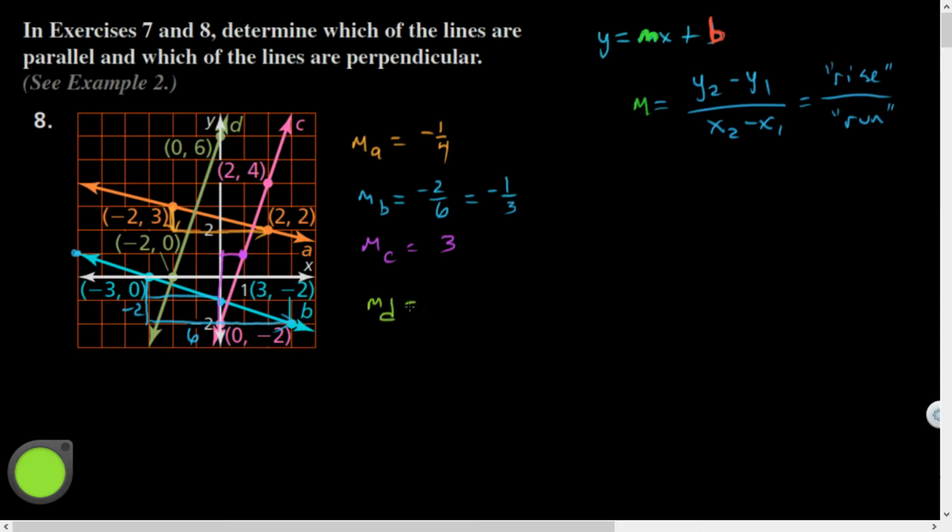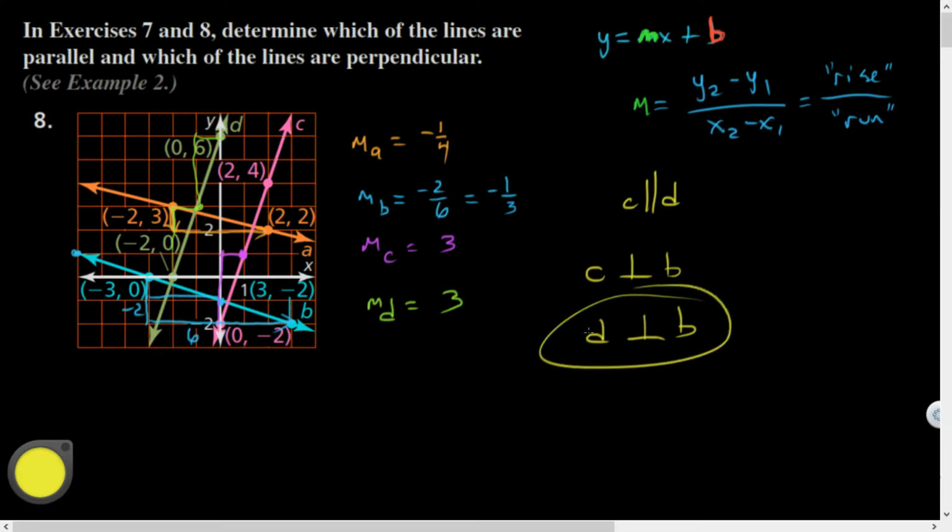And then the slope of line D, it looks like there are some multiple lattice points here. Up 3 over 1, up 3 over 1. So, in terms of parallelity, parallel lines have the same slope, so it looks like C is parallel to D because of the same slope. And then in terms of perpendicularity, I like to say their slopes are opposite reciprocals. So C is perpendicular to B, and D is perpendicular. I don't know why I did C and D first. It feels like alphabetic order would have been a better choice.